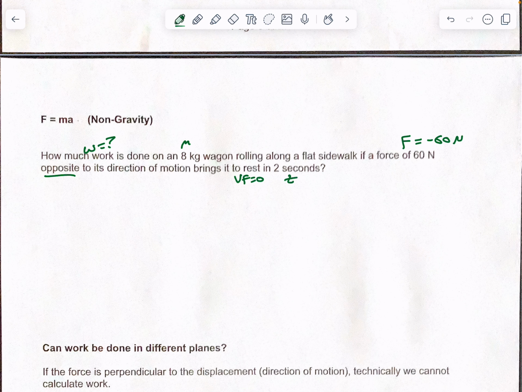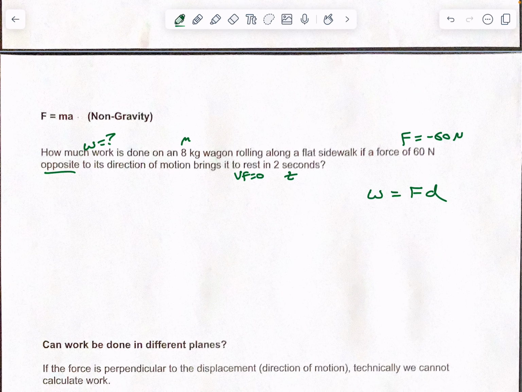Okay. So do I have enough to do work equals force times distance? Do I have force? Yep. Do I have distance? I do not. Okay. So remember, your whole goal, your end game is to get to here. Work equals force times distance. So let's set up Daffy T and see if we can get our distance.